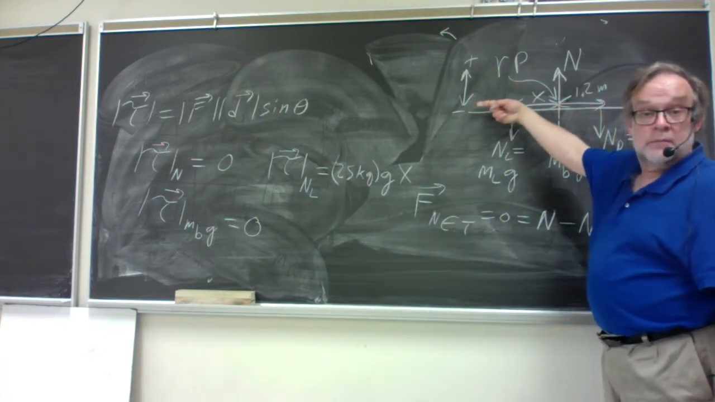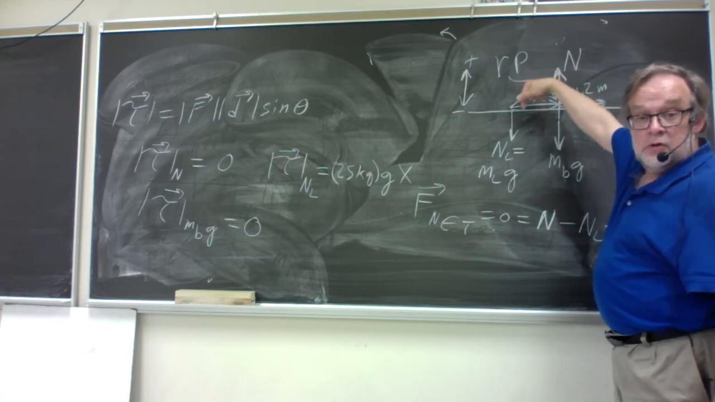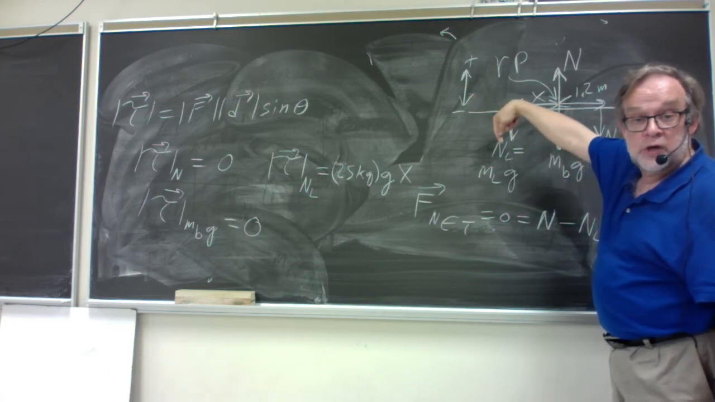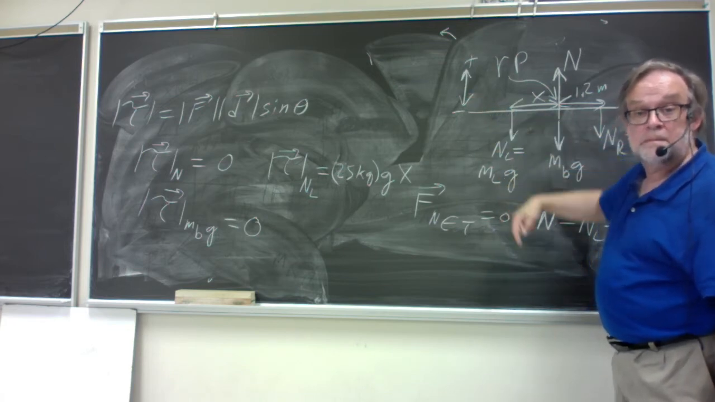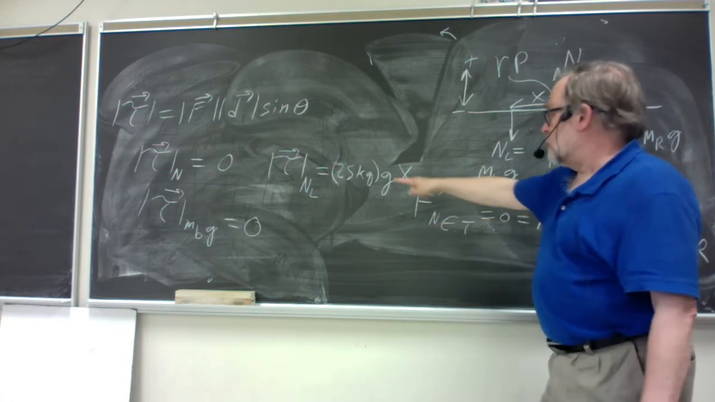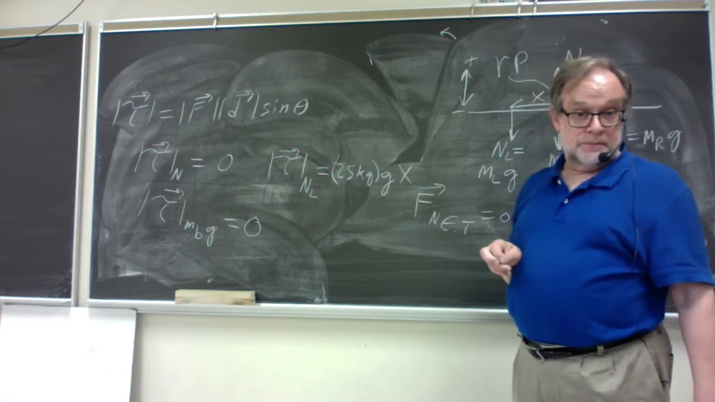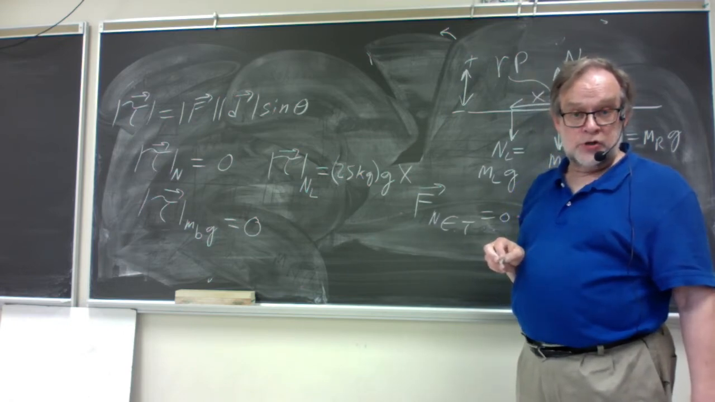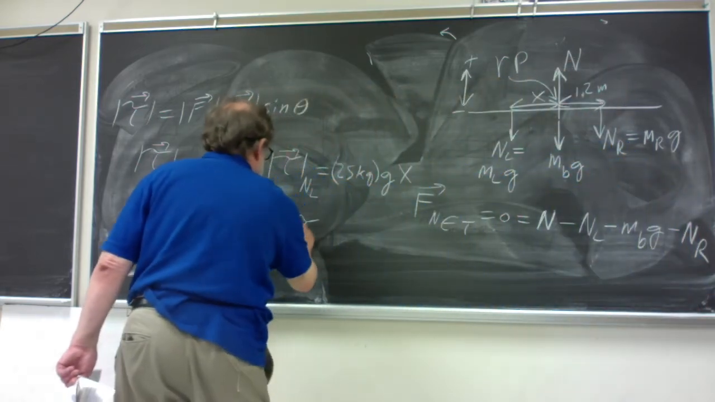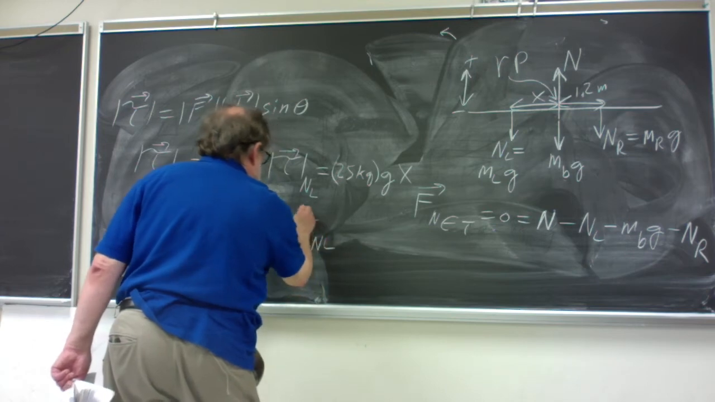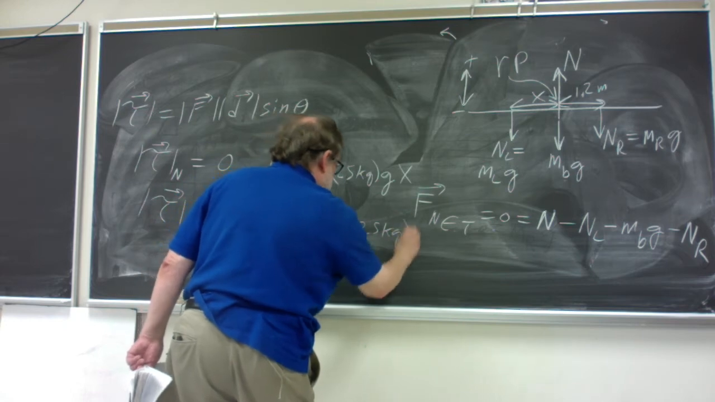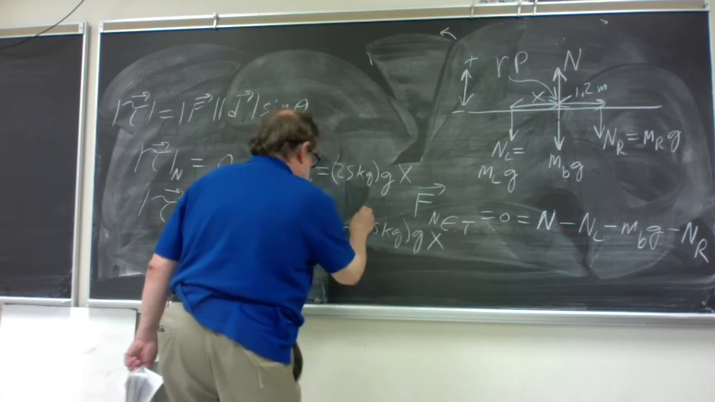Displacement points horizontally, straight to the left. Force points straight down, so the angle between the displacement direction and the force direction is 90 degrees. They're perpendicular. Sine of 90 degrees turns out to be just plain 1. So that's the magnitude. And furthermore, that torque is going to be a positive torque: (25 kilograms)(g)(x).